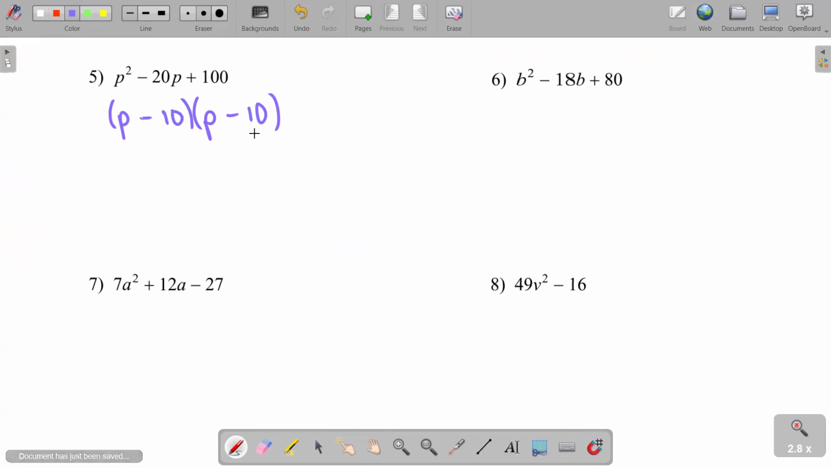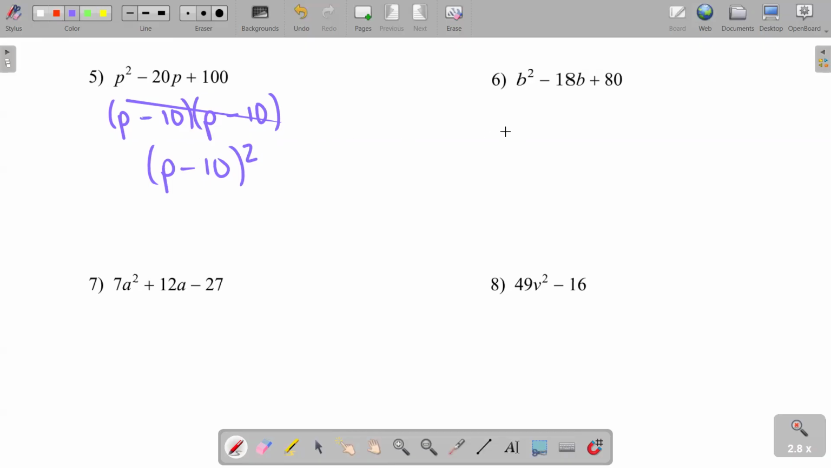Please do not leave your answer written like this. We always want to use exponents when it's an option. And so we don't want to leave our answer as something times itself. We want to write it as p minus 10 squared. Okay. So when we solve quadratic equations by completing the square, you'll see the reason for that. All right, halfway point. Still good?